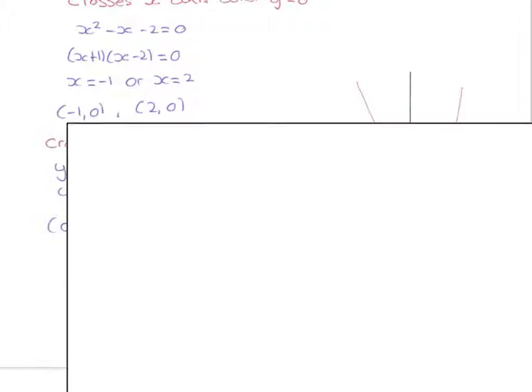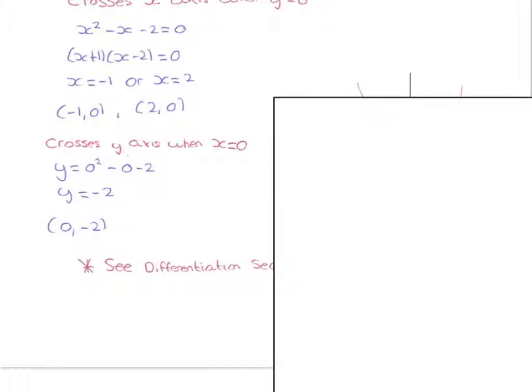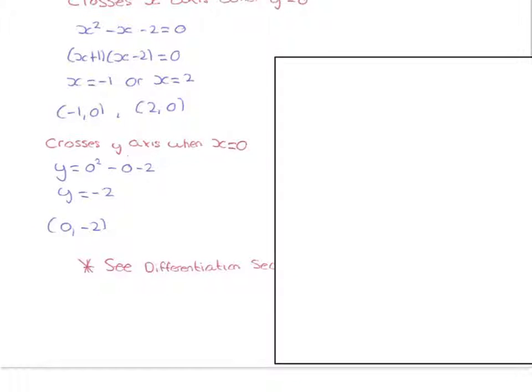Before we sketch a curve, the next thing we want to do is work out where it crosses the y-axis. The curve will cut the y-axis whenever x equals 0. So substituting 0 in for x in our equation, we end up getting y to be minus 2. So another coordinate of the curve is 0, minus 2.